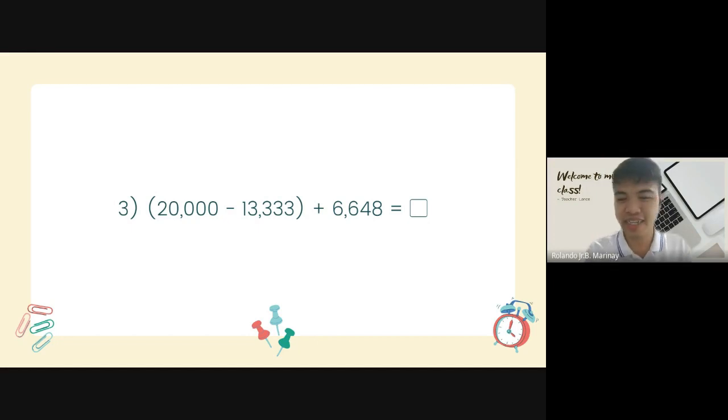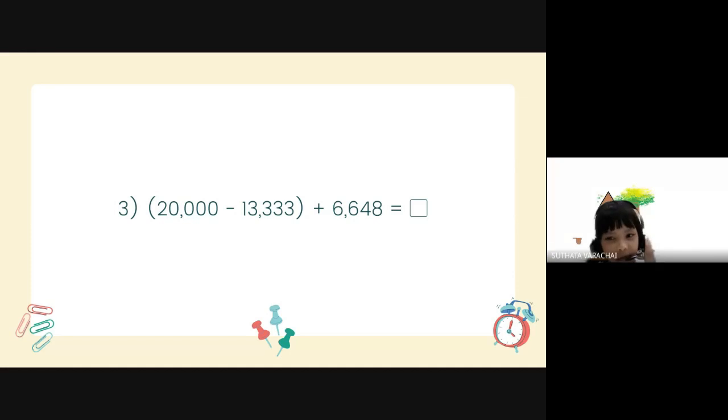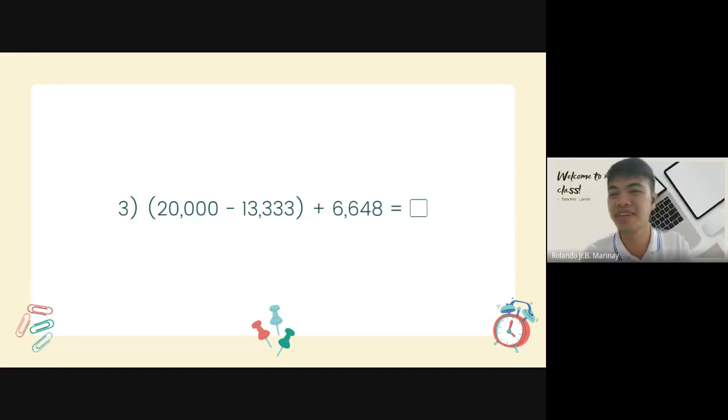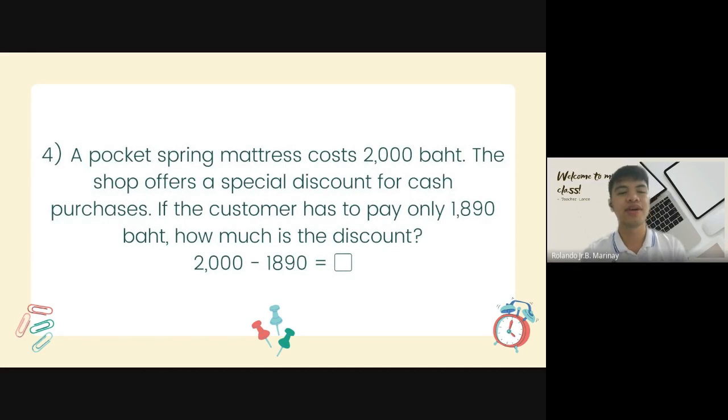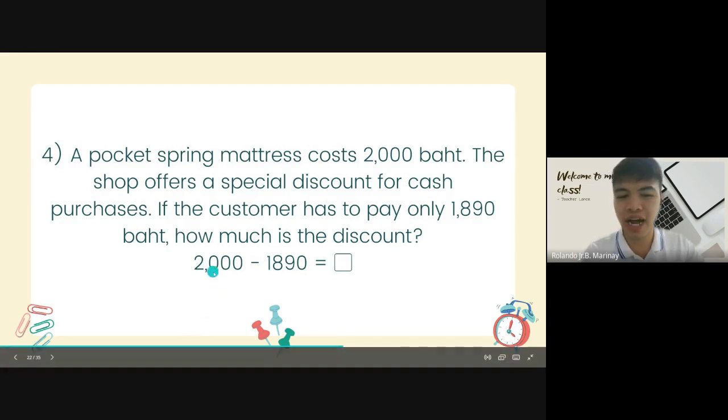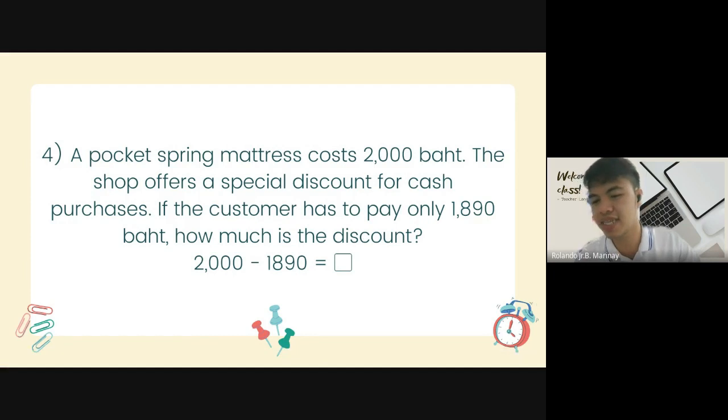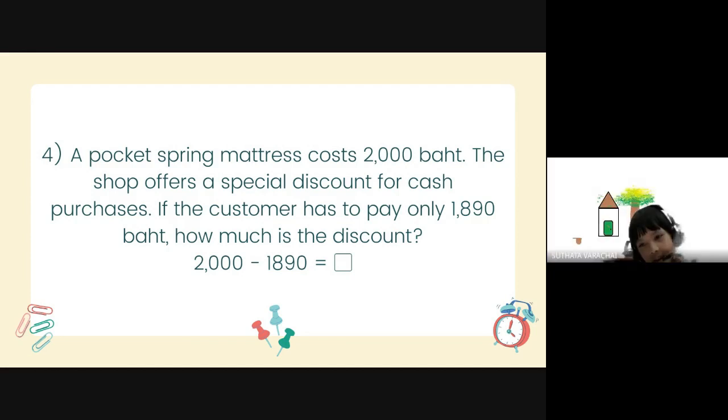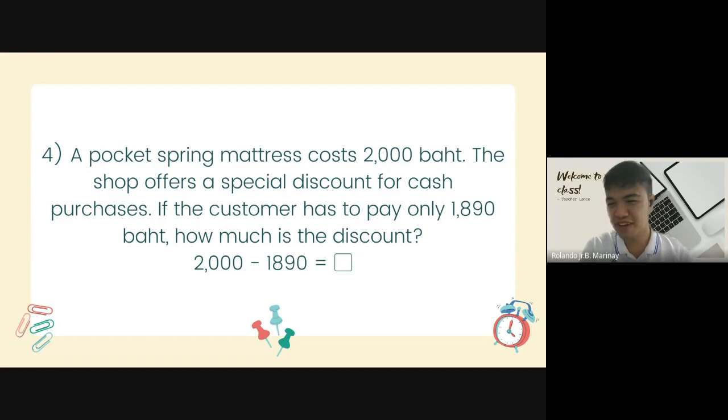Finish. Okay, very good. Now let's go to the next part. If you're not finished, take your time, you will say not yet finished. Okay, let's go. Number 4. A pocket spring mattress costs 2,000 baht. The shop offers a special discount for cash purchases. If the customer has to pay only 1,890 baht, how much is the discount? Okay, you will answer 2,000 minus 1,890. Earth is finished? Okay, very easy. Yok is finished.